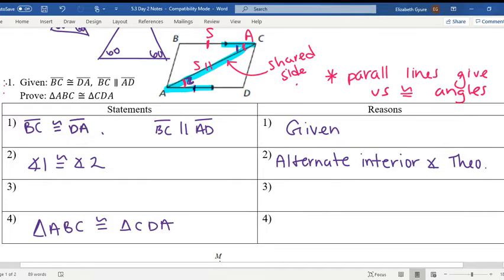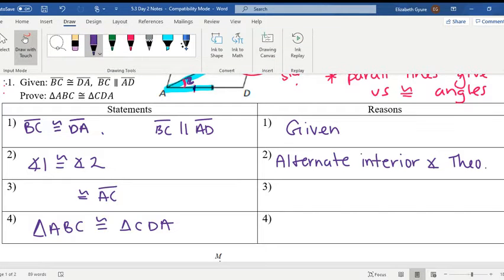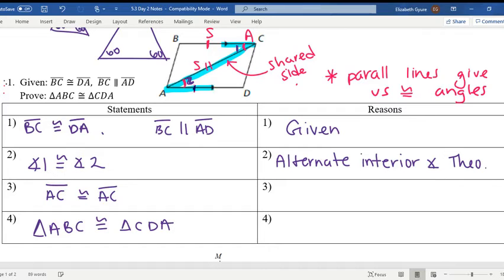Good. Then we have our shared side. That's AC. Does anyone remember from last class how we talk about our shared side in our proof? How do we write that statement? Yeah, very good, Colin. We use our reflexive property. We say it's congruent to itself. So you could say segment AC is congruent to segment AC, or CA is congruent to CA. The order there doesn't matter. Do it whatever way you like. And yeah, Colin said that would be the reflexive property.